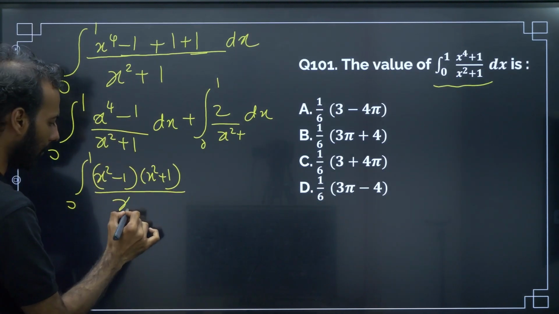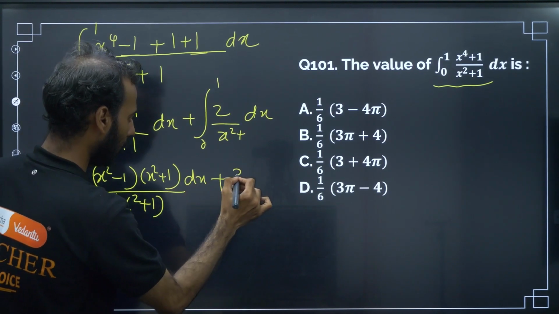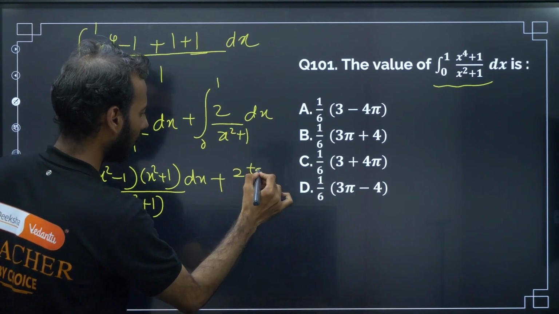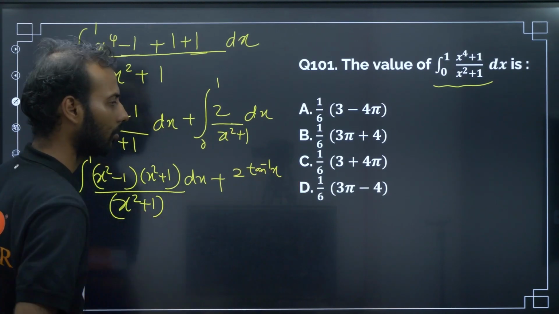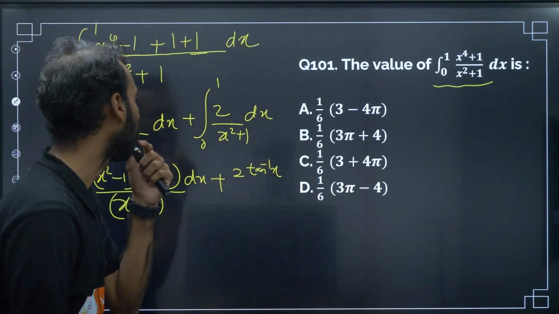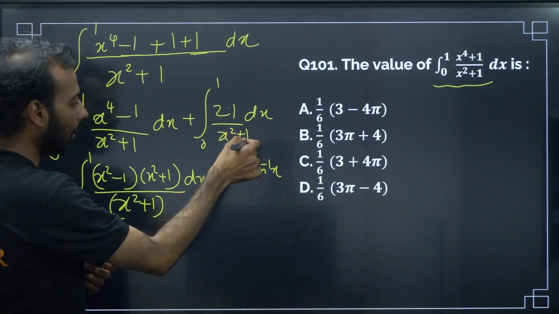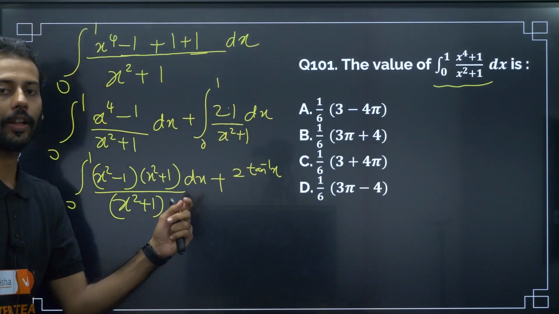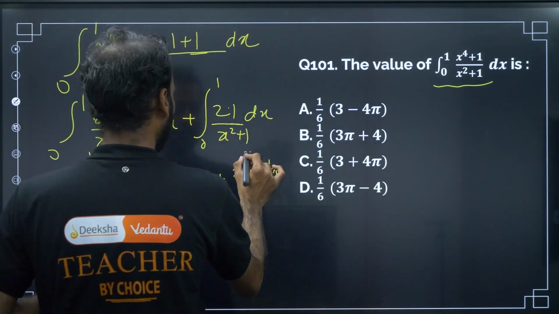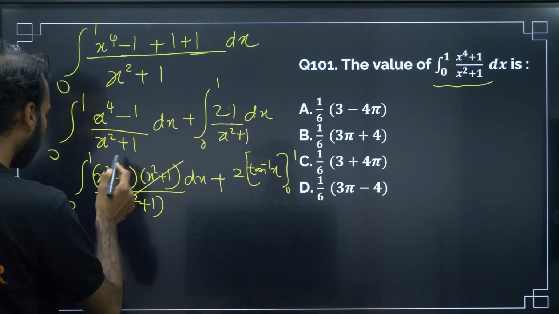Hope all the students are aware of all this. Then 2 by (x² plus 1). Integration of 1 by (x² plus 1) is tan inverse x. So please fix all the standard formulas in your mind, because the integration of 1 by (x² plus 1), tan inverse x, I am writing directly, but all the formulas you have to fix in your mind. Next, 0 to 1, the x² plus 1, this I am removing.